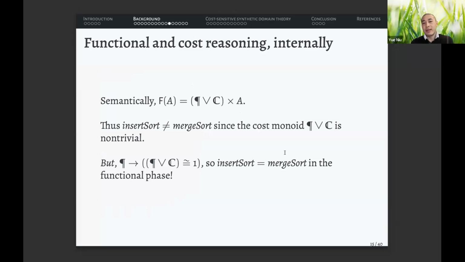We observe that insertion sort and merge sort are unequal because this monoid is not necessarily trivial. But on the other hand, by its very definition, it is trivialized in the functional phase. And therefore, in the functional phase, the cost of both insertion sort and merge sort disappears, and they're equal in their capacity as pure functions.